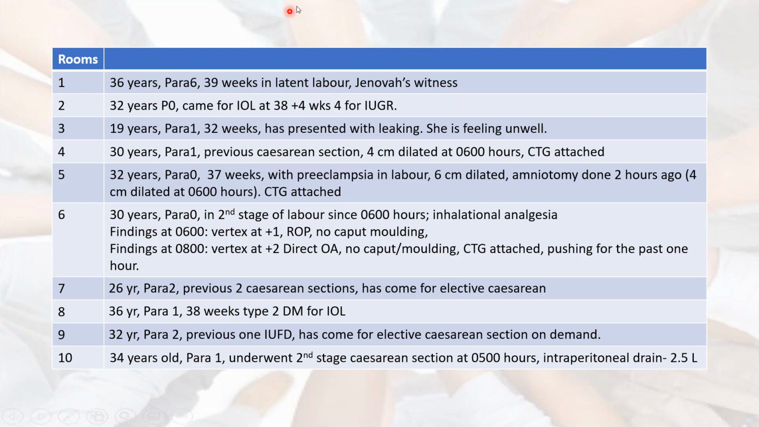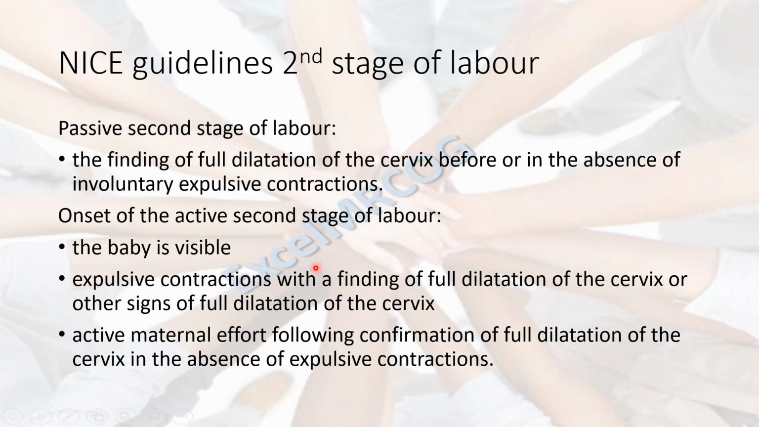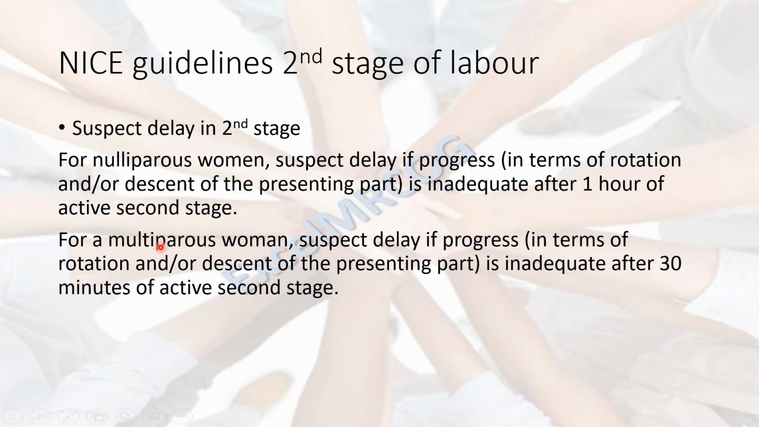So this is the active and the passive second stage. I'm not going into details of this, but what I want you to look at is the next slide: suspected delay in second stage of labor. For nulliparous women, you would suspect delay if there is inadequate progress in terms of descent or rotation after 1 hour of active second stage.